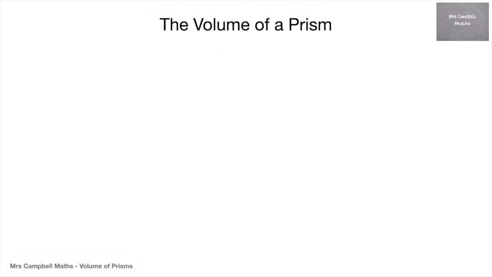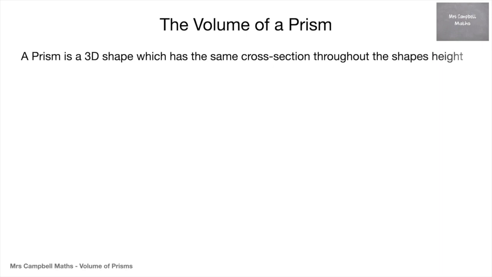Firstly, we have to consider, what do we mean by a prism? Do you know what a prism is? Well, a prism is a 3D shape which has the same cross-section throughout the shape's height. The following shapes are all prisms.